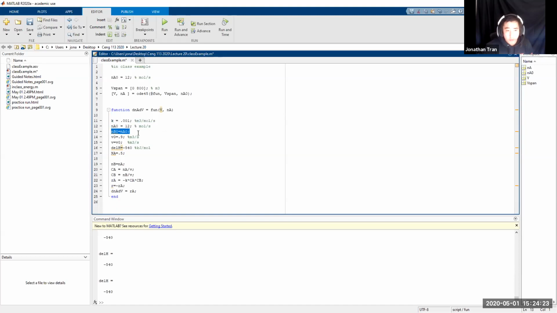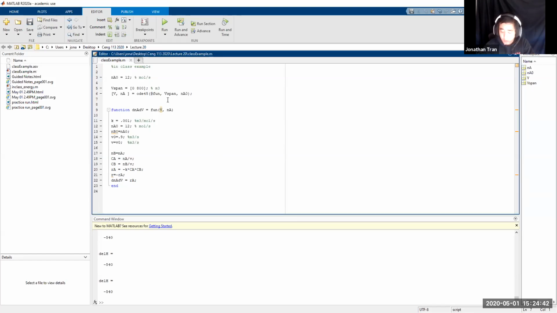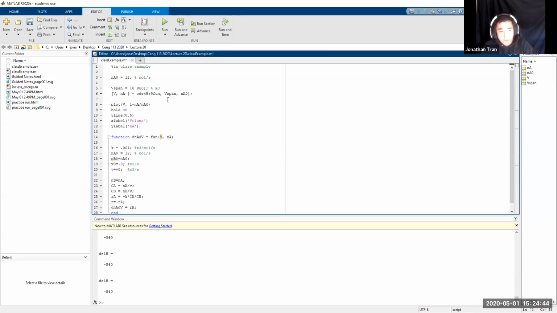This is, again, part of the equimolar feed definition. So NB naught is equal to NA naught. Our V naught and its delta H, and this term is part of the next part of the problem, so I'll delete that for now. And then outside of the function, we can define our plot. So if I copied this right, this should run.